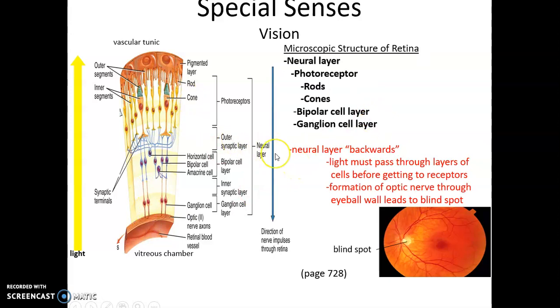And when you look at this whole neural layer, it's really weird because it's kind of backwards, because light has to pass through all these neurons before they're able to get to the actual photoreceptors, which makes the signal a little more diffuse. Also, because of this arrangement, we get the blind spot in the eye. It is an interesting arrangement.